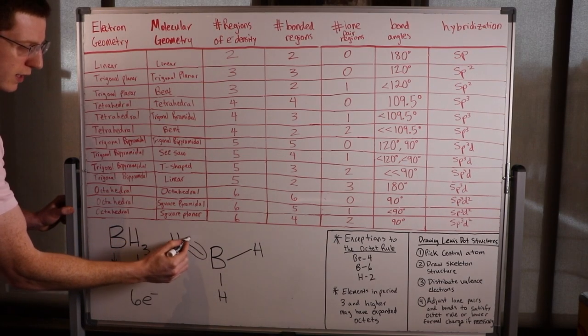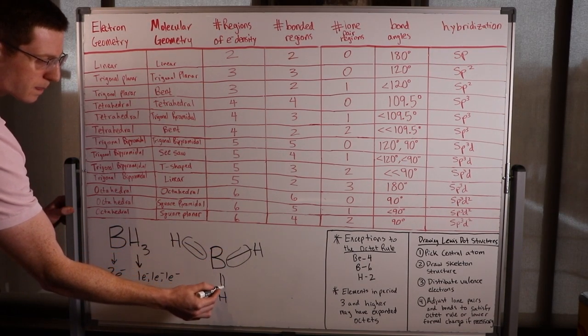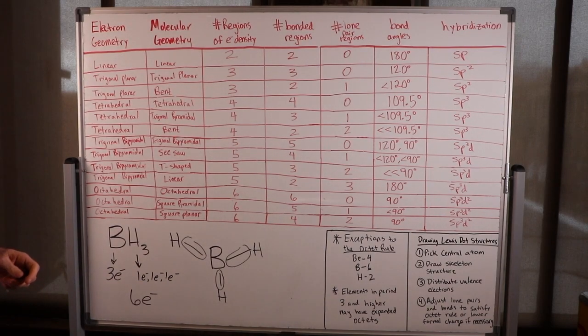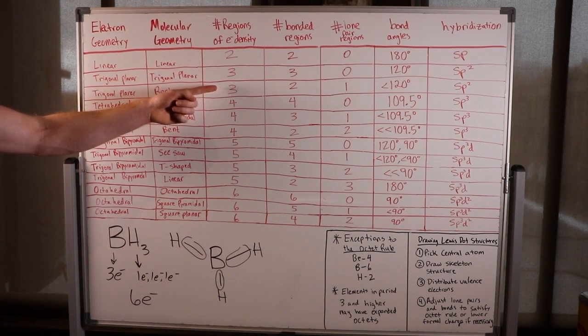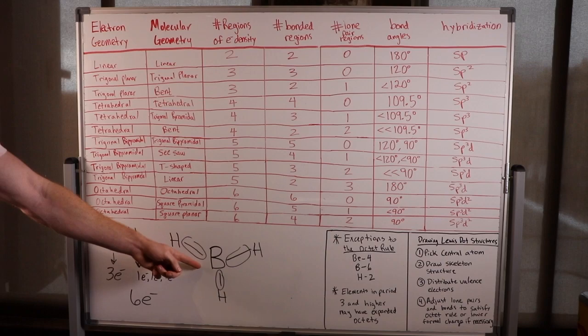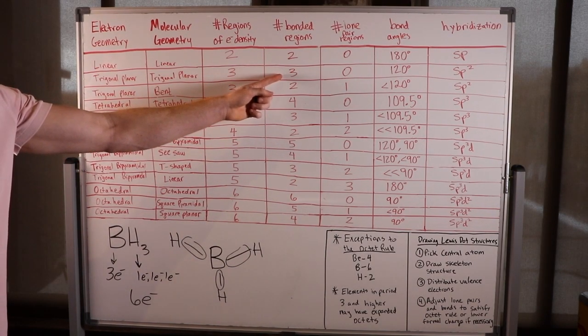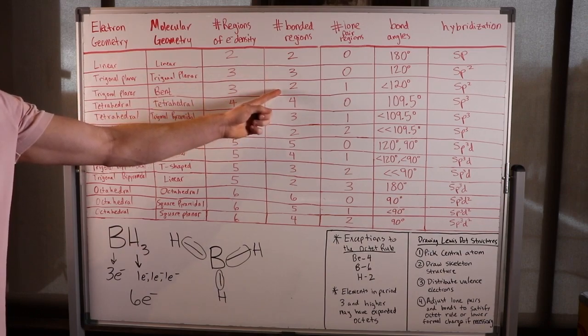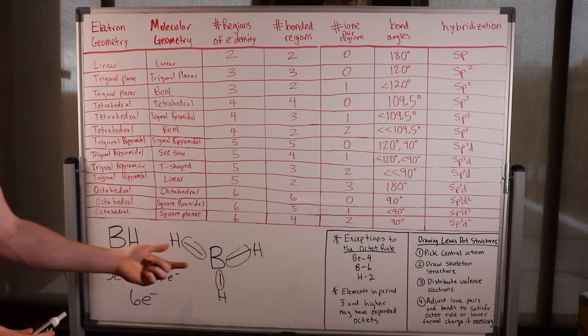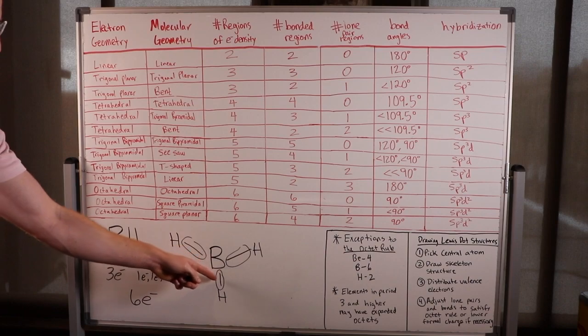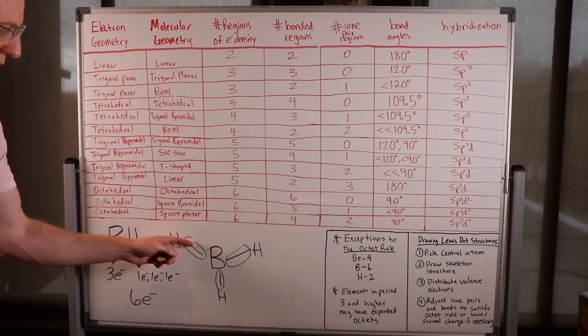We have 1, 2, 3 regions of electron density total. So there are 2 options for this molecule, but see how they differ here? One of them says all 3 are bonded regions. The other one says only 2 of them are bonded regions. But we know here that all 3 of these are going to be bonded regions because they're all bonds.